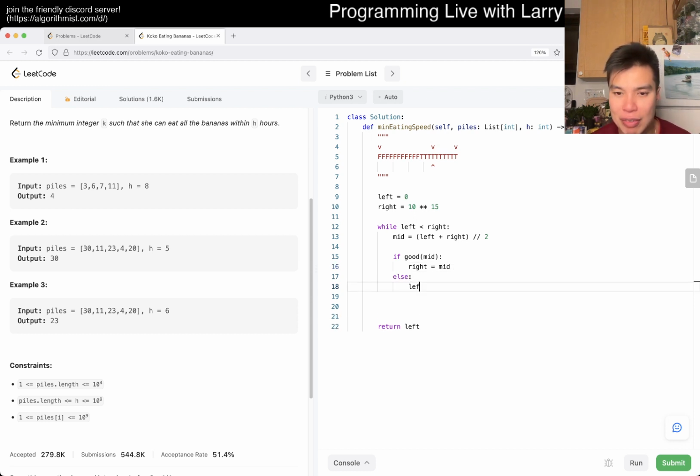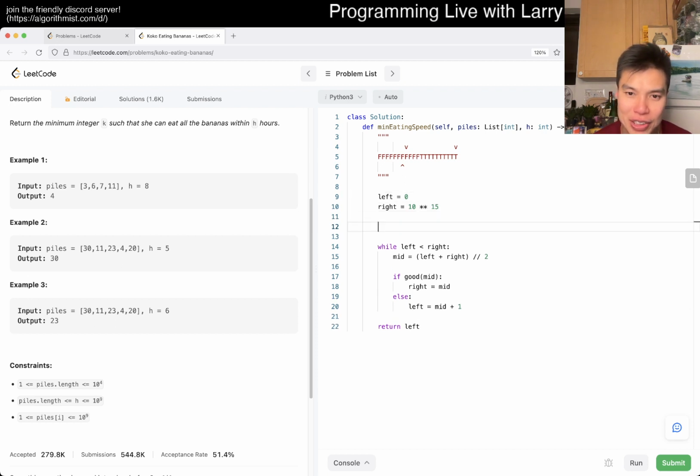And else left is equal to mid plus 1, because if this arrow is on F, then we want to actually move the left to not this space, but the space to the right of it, which is mid plus 1, right? Something like this. Pretend that the ASCII art is good enough. So that's basically the idea behind how I structured this, in case you're wondering.